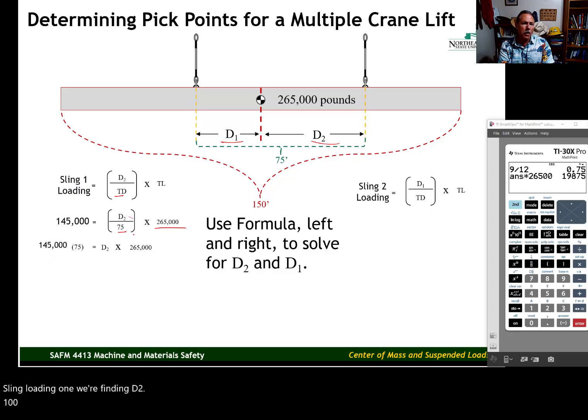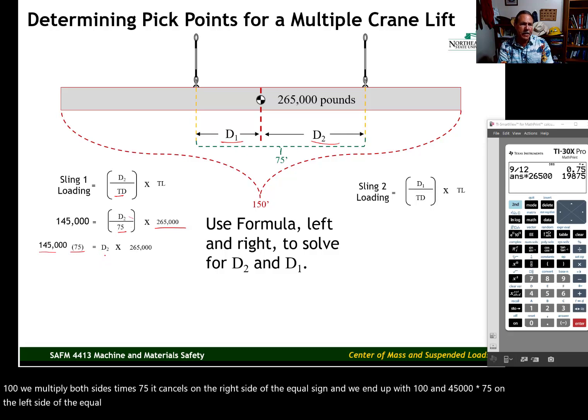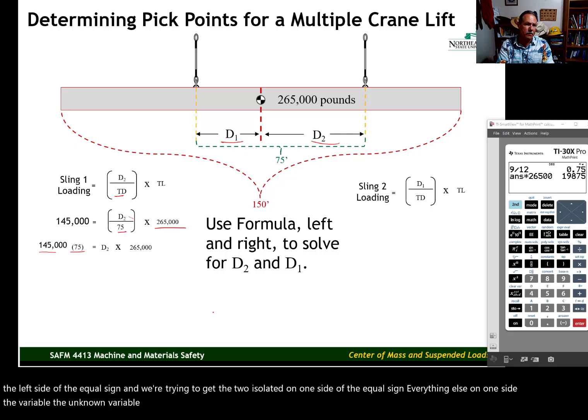We multiply both sides times 75. It cancels on the right side of the equal sign, and we end up with 145,000 times 75 on the left side of the equal sign. And we're trying to get D2 isolated on one side of the equal sign. Everything else on one side, the unknown variable D sub 2 on one side by itself.